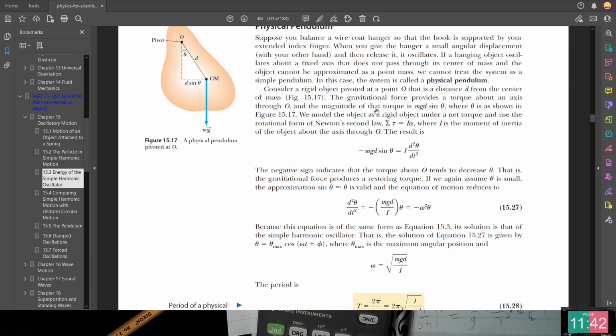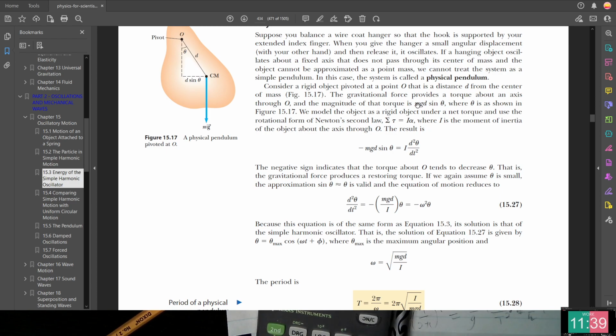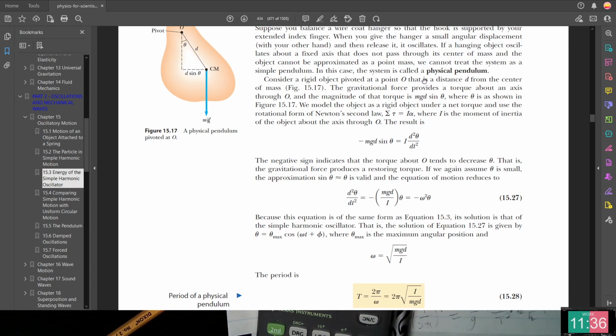Figure 15.17. Gravitational force provides a torque about an axis through O, and the magnitude of the torque is mgd sine theta. Okay. We model the object as a rigid object under a net torque and use the rotational form of Newton's second law. Sigma, that's the summation sign, tau equals I alpha, where I is the moment of inertia of the object about the axis through O. The result is negative mgd sine theta equals I times the second derivative of theta.